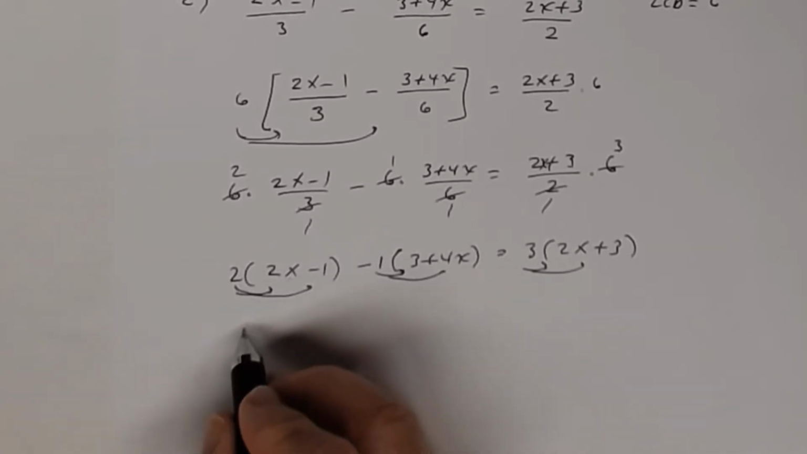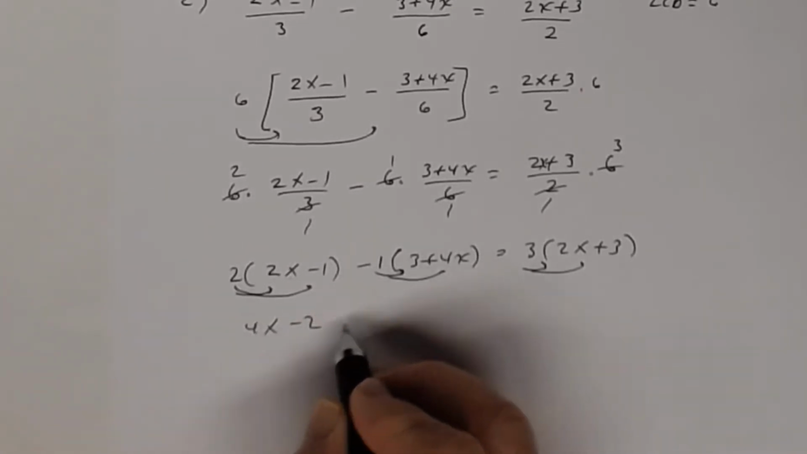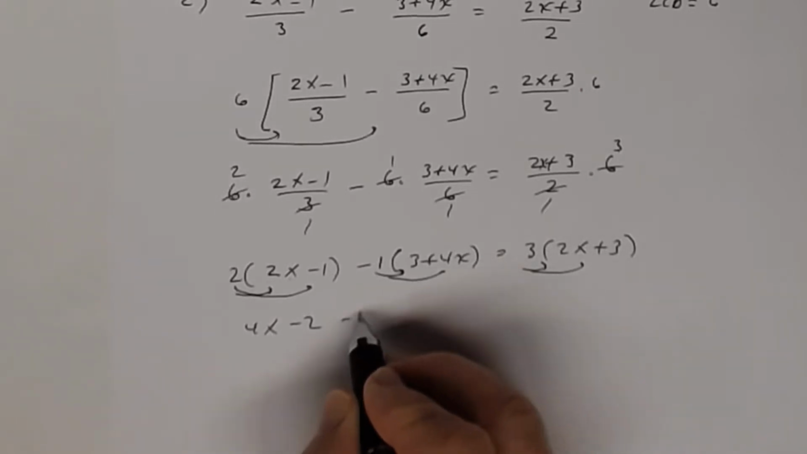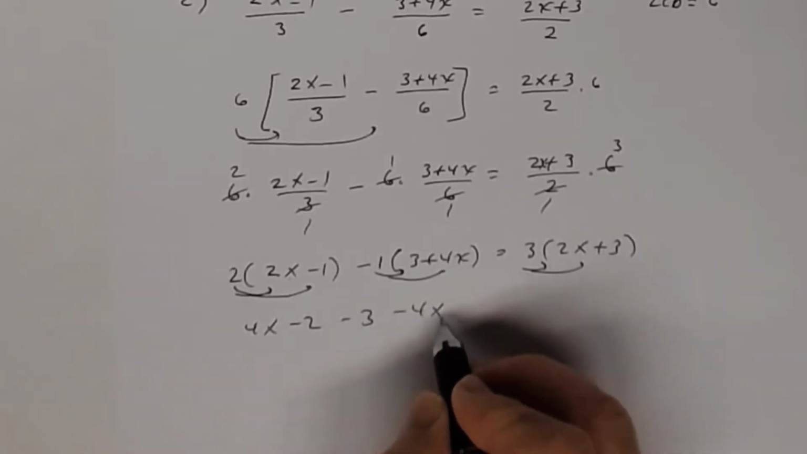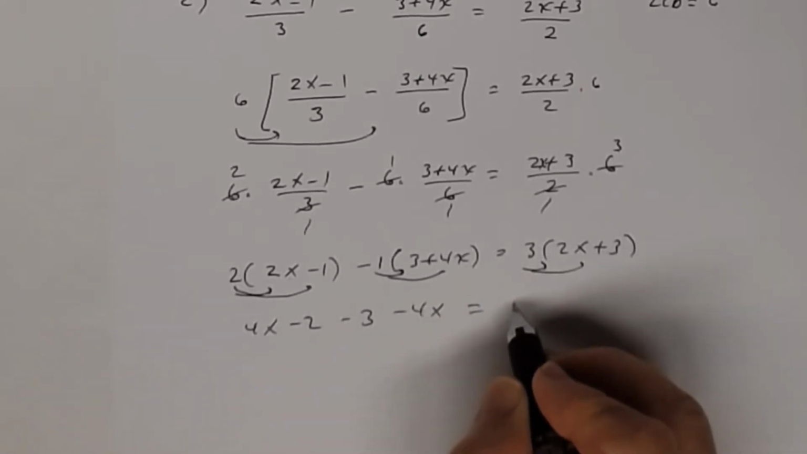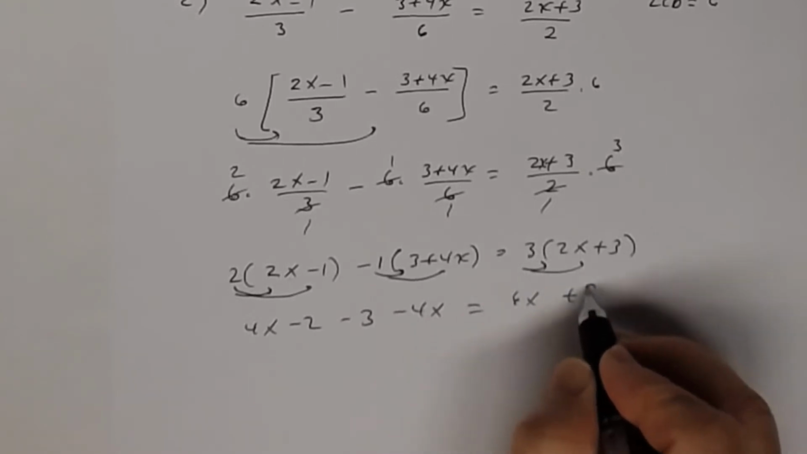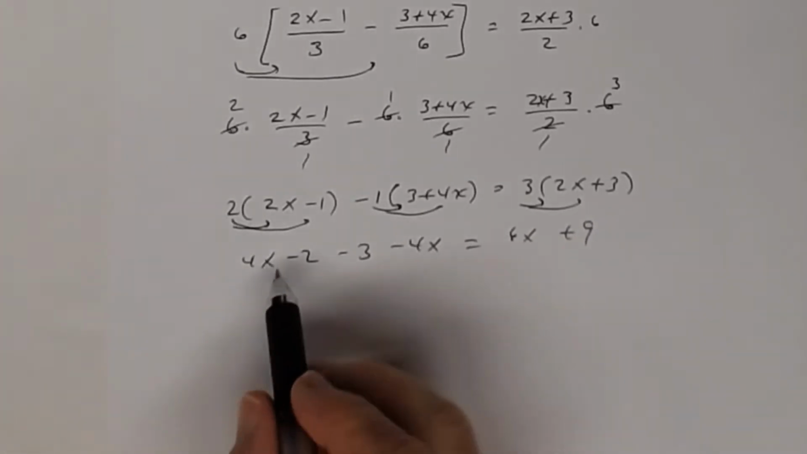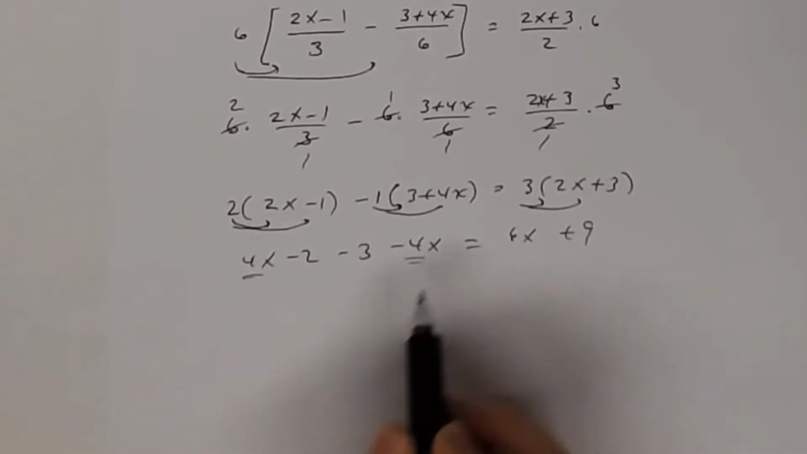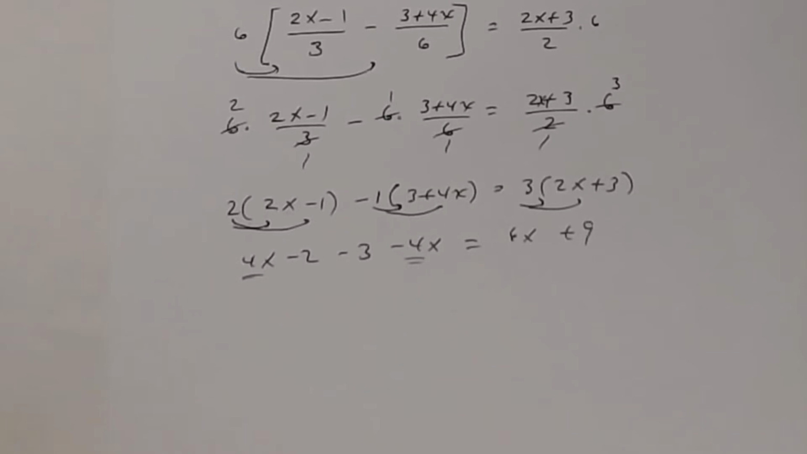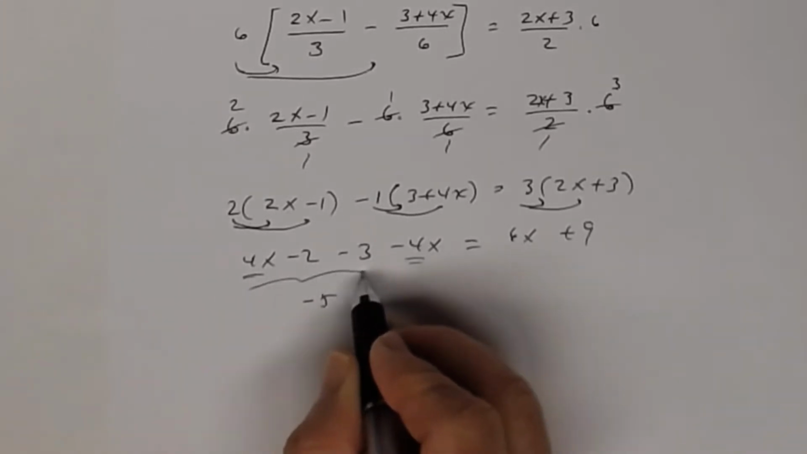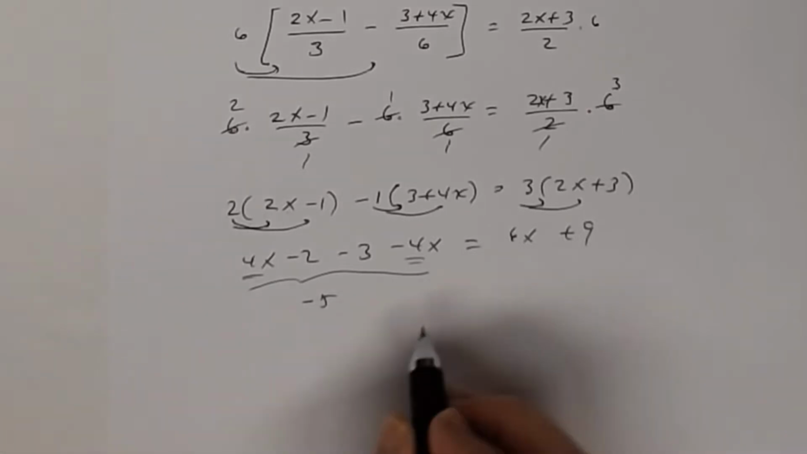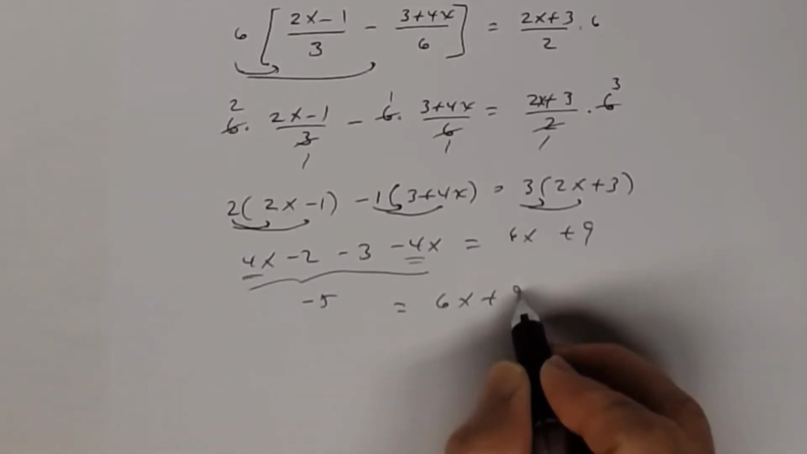So I get 2 times 2x is 4x. 2 times negative 1 is a negative 2. Negative 1 times 3 is a negative 3. Negative 1 times 4x is a negative 4x. Equal 3 times 2x is 6x, and then 3 times 3 is 9. Okay? Combining like terms, I have 4x and a negative 4x, which is 0. Y'all agree? So those add up to be 0. My constants, negative 2 and negative 3, make a negative 5. So this side just ends up being negative 5, equal to 6x plus 9.